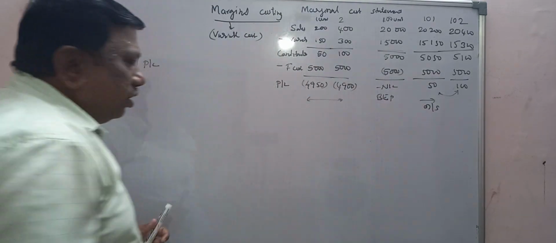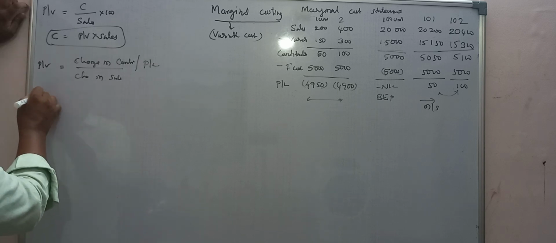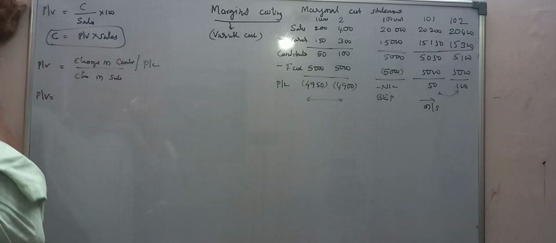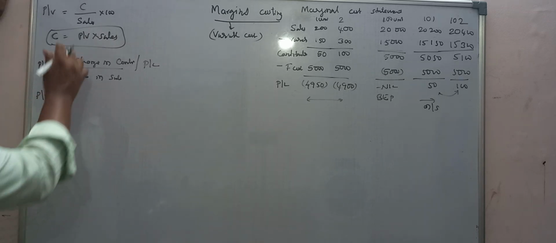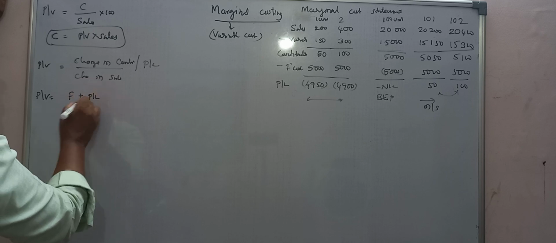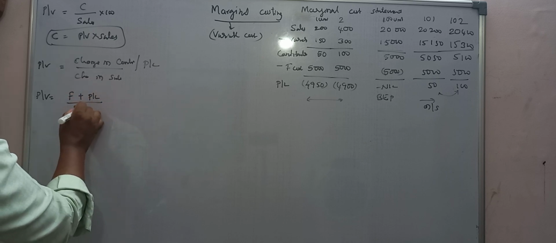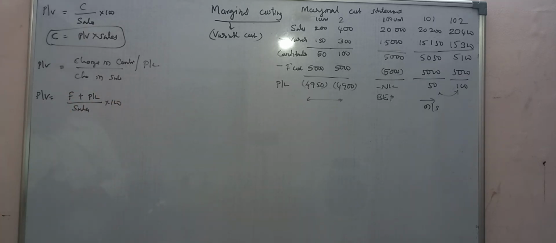So that's why, to get PV ratio, we are using one more method. Same thing only: fixed cost plus profit or loss, to get contribution, divided by sales into 100, to get PV by different methods. So this is useful: 1, 2, 3, all are for PV only.